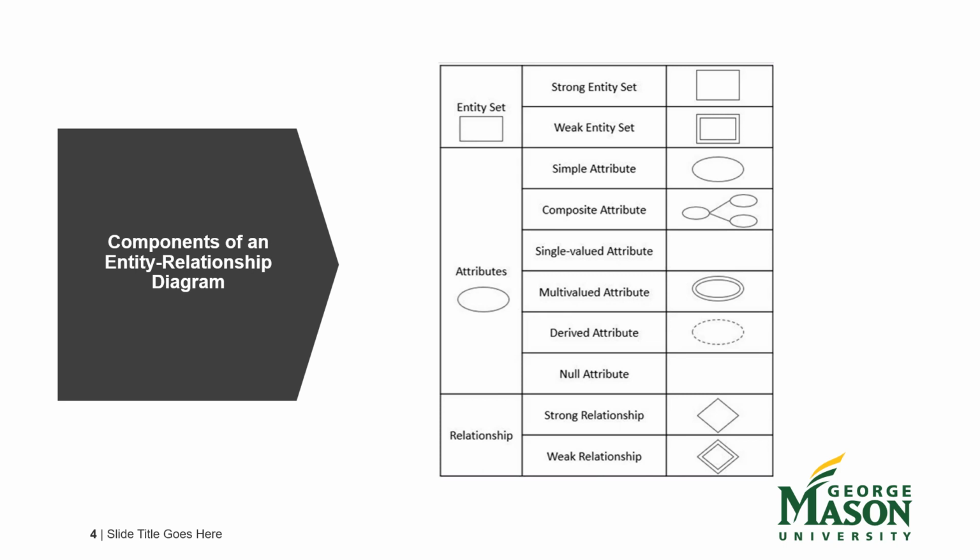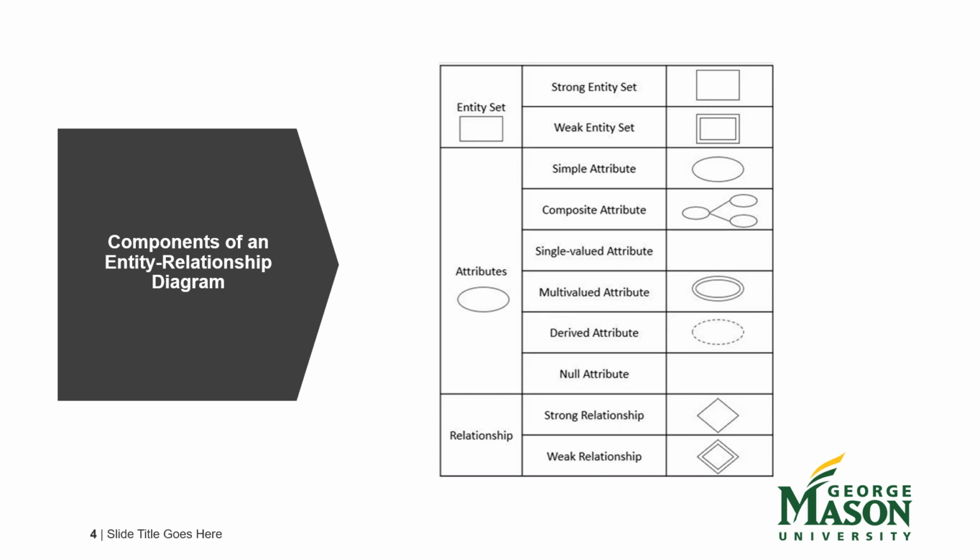Relationship. A relationship is a connection or association between two or more entities. In an ER diagram, a relationship is represented as a diamond shape with connecting lines to related entities. There are two types of relationship: strong relationship and weak relationship.